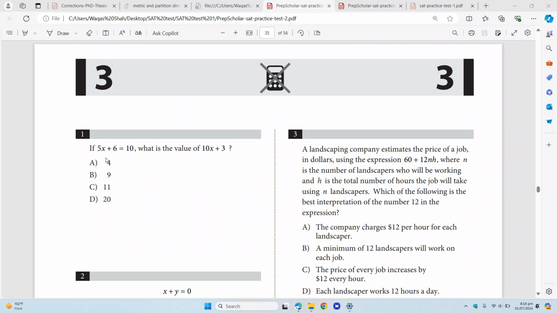It's given in question 1 that if 5x plus 6 is equal to 10, what is the value of 10x plus 3? So we have to find the value of x from the given equation and then we will plug that value in the expression 10x plus 3. So that's how we can solve that paper.